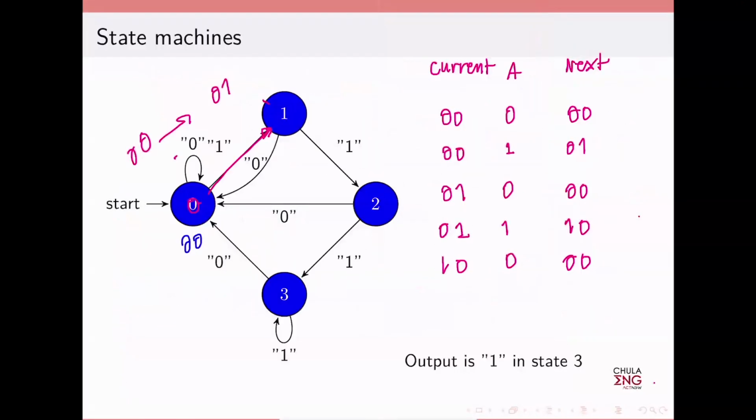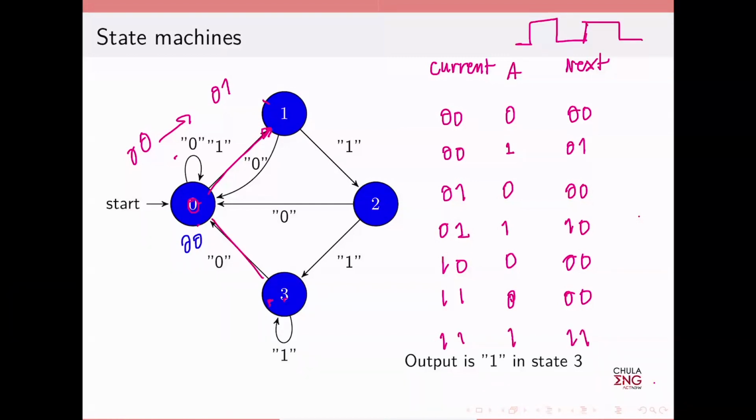The last state is 1, 1. So the next state is from 1, 1. It depends. If from 1, 1 a 0 comes in, it just goes back to state 0 again, so it goes back to 0, 0. But if A is still 1, then we stay here. Just stay at state 3.